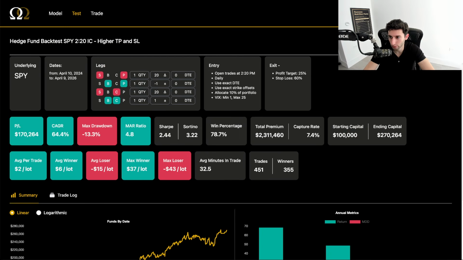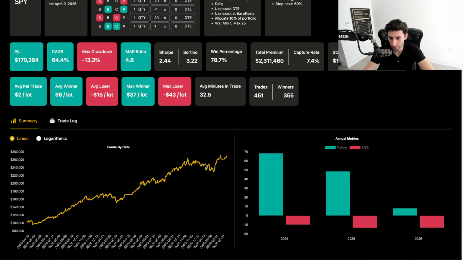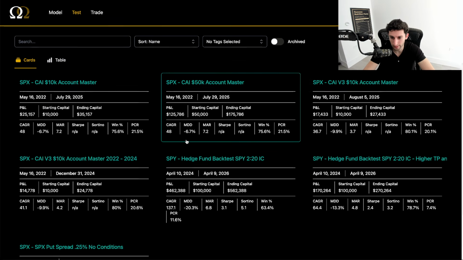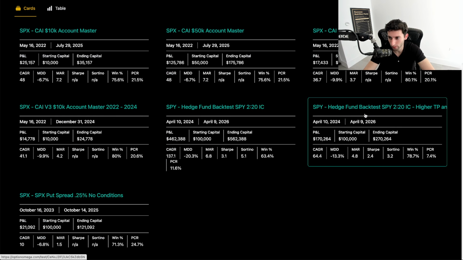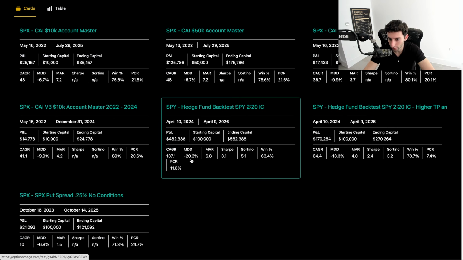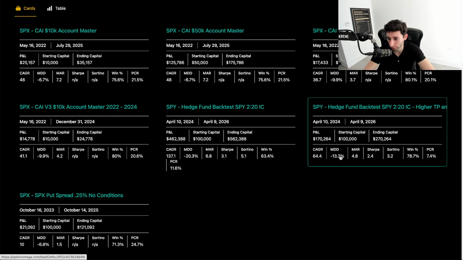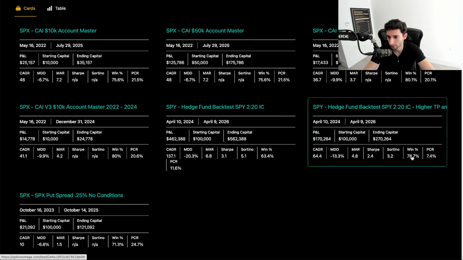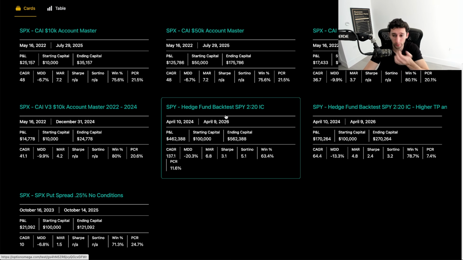And so if we're looking at this one, again, I don't use this platform that much, but you can see it looks very, very smooth. Sharpe ratio, Sortino looks very good. 64% annual return. Pretty simple stuff. If I go back to my test here, and I go back to the original one, this one had a 20% drawdown. This one was 13%. This one had a higher win rate. This one had a lower win rate. This one had a higher win rate, right? But both of these are really, really solid.